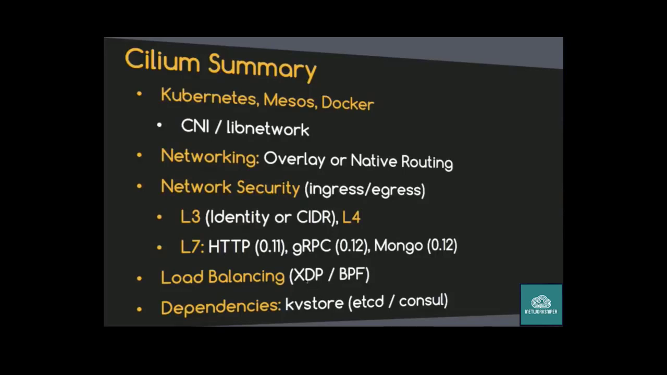We're currently doing the work to transition over to using Envoy as the sidecar proxy to enforce this. It already supports gRPC and Mongo, so with this transition we will start supporting HTTP, Mongo, and gRPC, and then we will add more protocols. The most likely candidate is definitely Kafka.